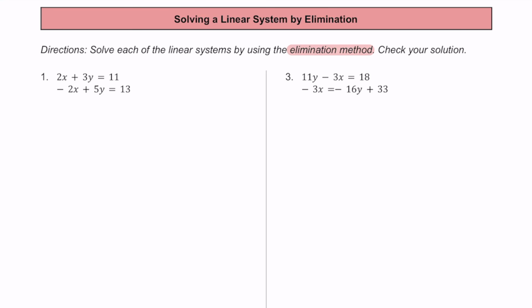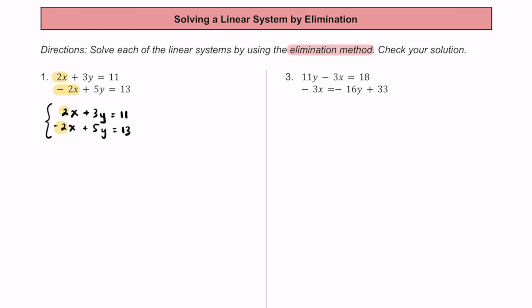But if you take a look at the coefficients for the x's, we have 2 and negative 2. Those are opposites, and that is ideal for using the elimination method. So we definitely like this negative 2 and positive 2 for these coefficients, and let me show you why. I'm just going to rewrite these two equations. We have 2x plus 3y is equal to 11, and negative 2x plus 5y is equal to 13. We do like the fact that this 2 and negative 2 are opposites to each other.